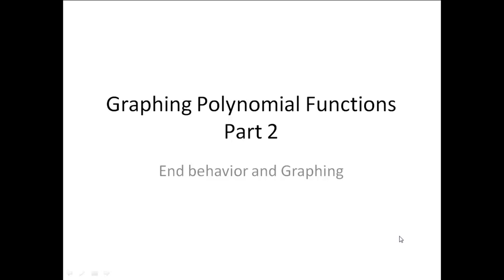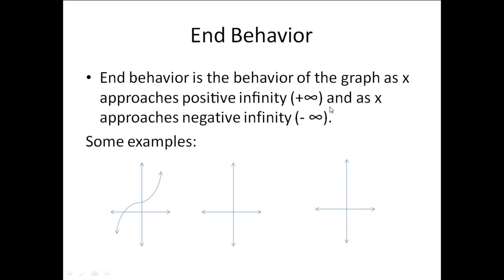We're going to look at graphing polynomial functions and what end behavior is. End behavior is the behavior of the graph as x approaches positive infinity and as x approaches negative infinity. So if we look at this example that I have up here, as my x value gets really big, so as I approach positive infinity, my graph is going to continue to go up and up and up. So the end behavior of this graph would be that it approaches positive infinity as x approaches positive infinity.